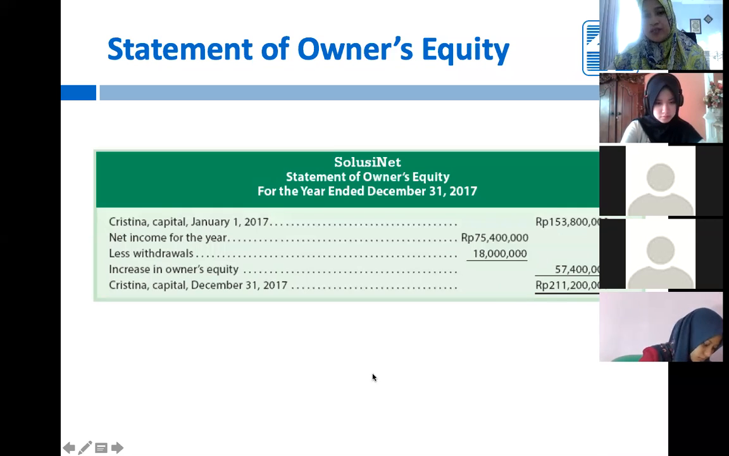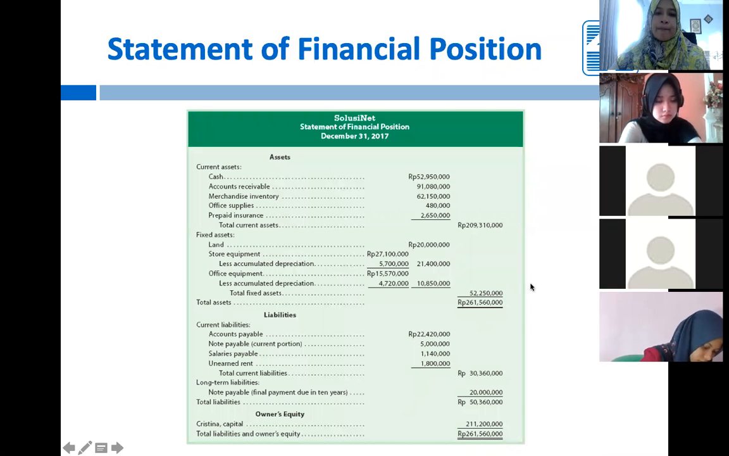Okay, if you have any question, just stop me, anytime. Okay, the statement of financial position, what is different from the service company? For a merchandising company, it would have an item, merchandise inventory, under current assets. The rest of the things are similar to the service companies.